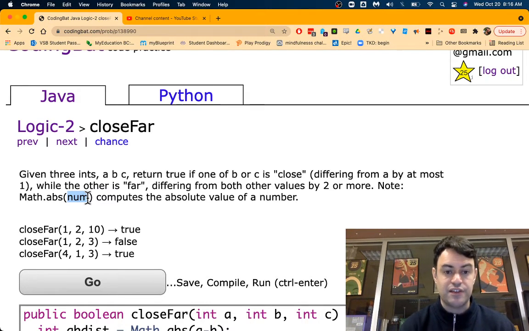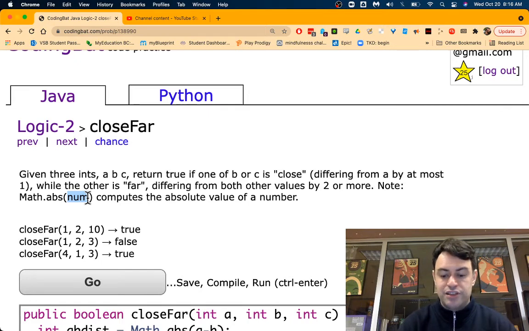And then once I have the differences between A and B, and C and A, and C, then I can actually do the logic. I can actually go and do the hard part of the question, which is just getting there is hard. So there you go. That's basically the setup. So with that hint, hopefully that helps clarify closeFar.